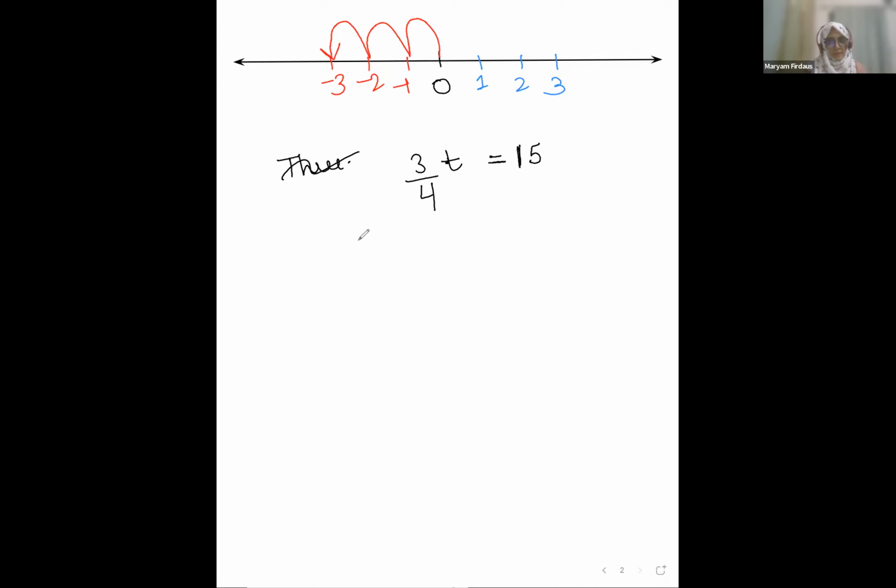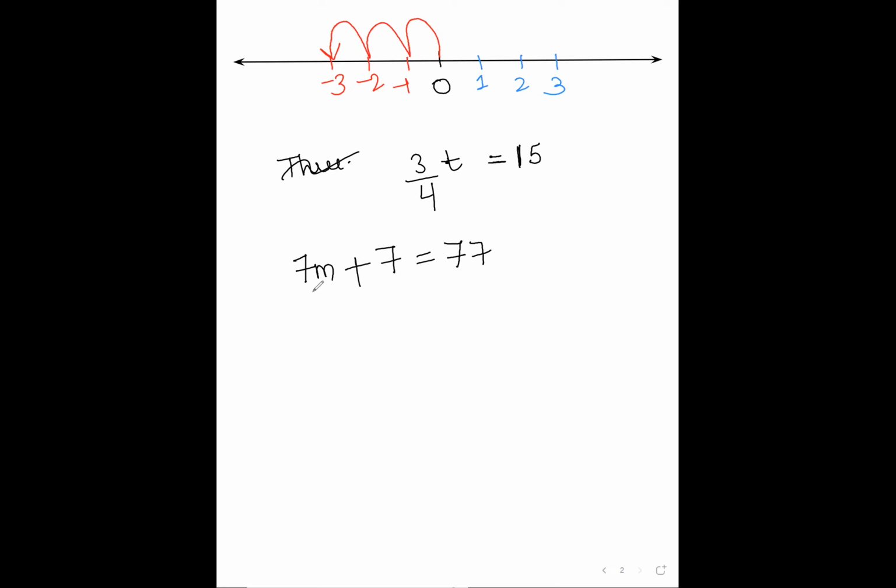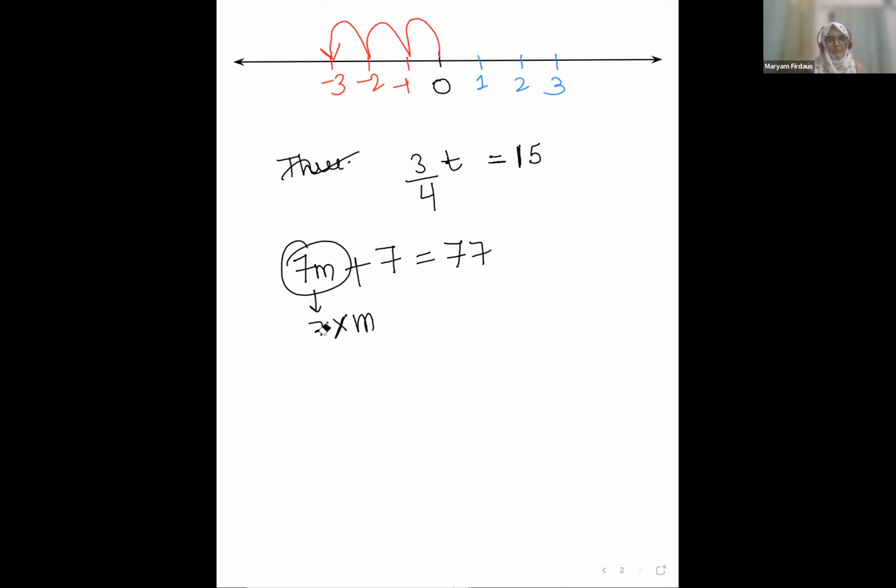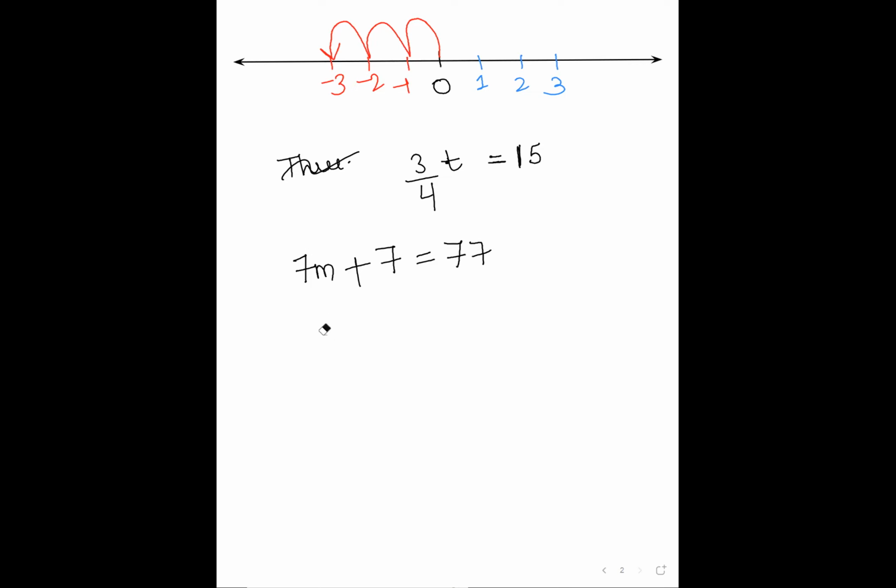Next, sixth part, 7 times M plus 7 gets you 77. I think we did this. No. Okay, 7 multiplied by m plus 7 is equal to 77. Very good. You see, you can also write it as 7m, instead of writing it as 7 multiplied by m. Okay? That will be easier, actually. There's a reason I'm saying this, because when you do actual calculations in this, then you will need to write it in this format.